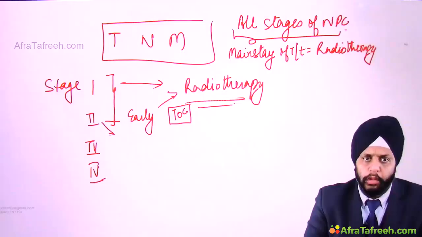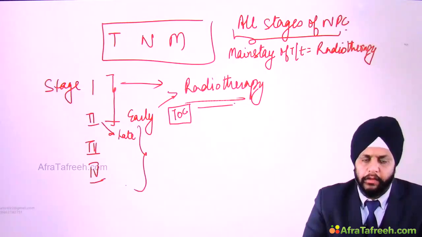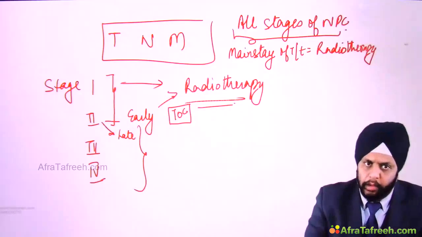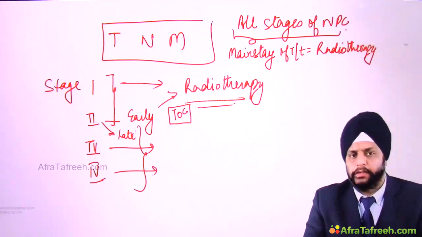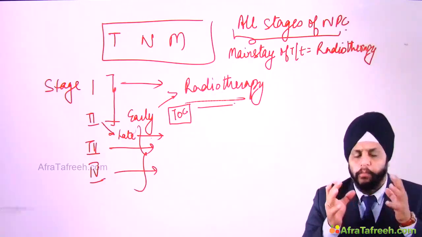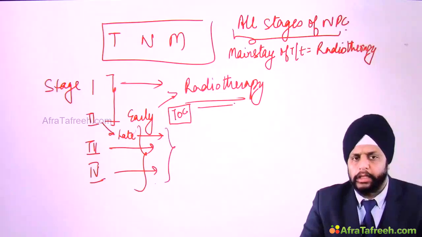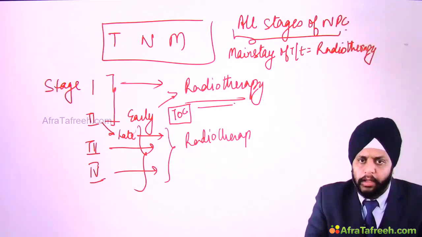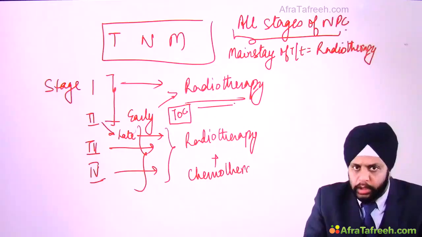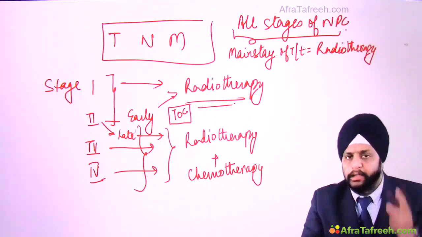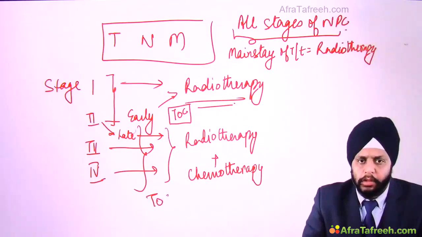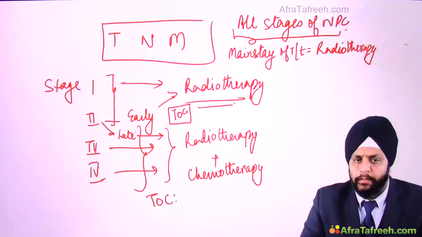Now stage 2 late, stage 3 and stage 4, that is the situation where the patient usually presents. This is the time when most of the patients will present, and in these 3 stages, along with radiotherapy, you will also give chemotherapy, because radiotherapy alone is not enough. It may be the mainstay of treatment, but it alone is not enough. So if somebody asks you the treatment of choice, you will say radiotherapy plus chemotherapy.